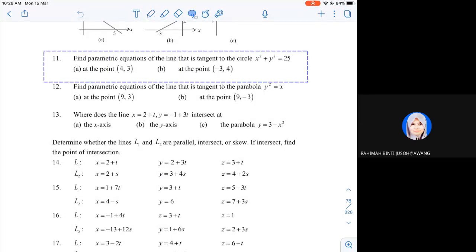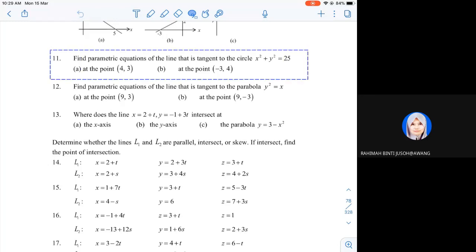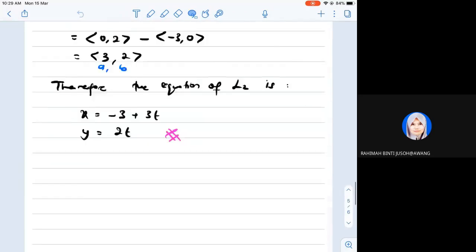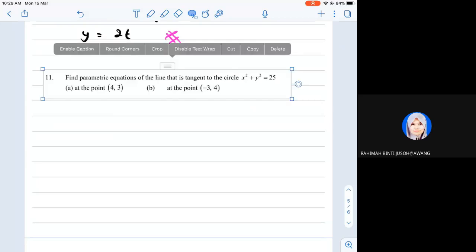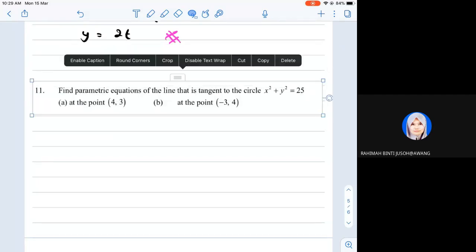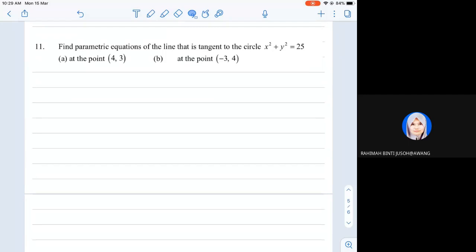Question number 11, we have a circle like this. This is similar to example 1.4.4. So now, let's do this question. Find parametric equations of the line that is tangent to the circle x squared plus y squared equals 25.